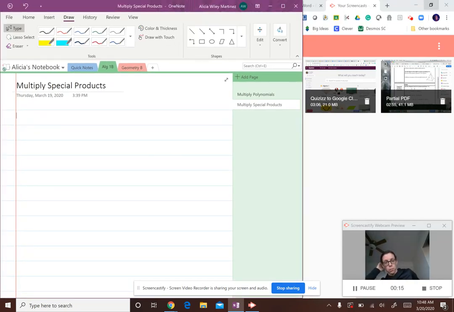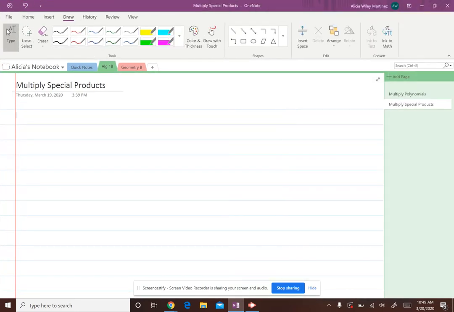Multiplying binomials again, except this time we're going to talk about special products. There are certain binomials that you will multiply together that will give you a specific type of result, which will become important whenever we get to the factoring part of the chapter. So let's take a moment and go over those. There's two types of what we like to call special products.